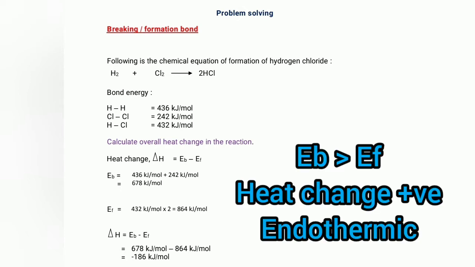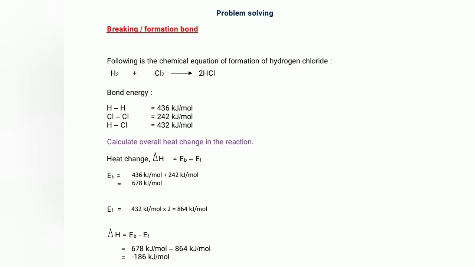If bond breaking requires more energy than the energy that is released during bond formation, EB is bigger than EF, and the heat of reaction equals EB minus EF. The value is positive. The reaction is endothermic.